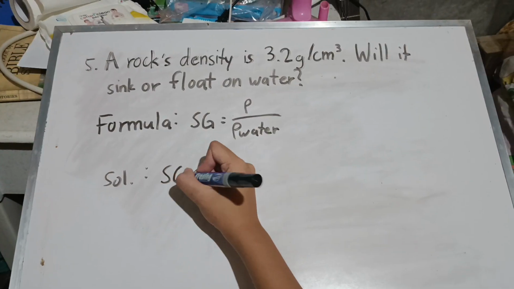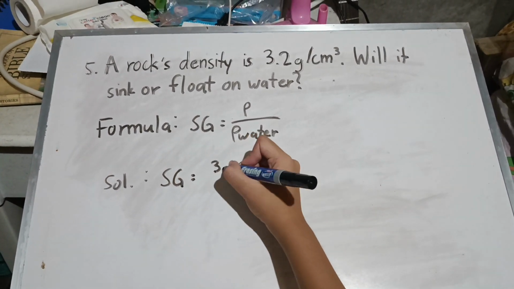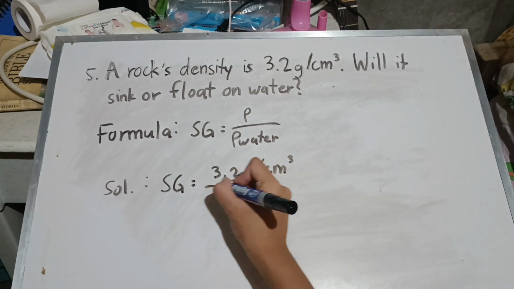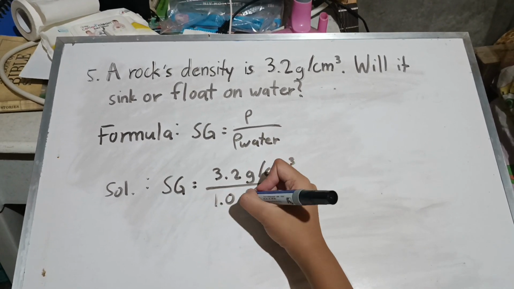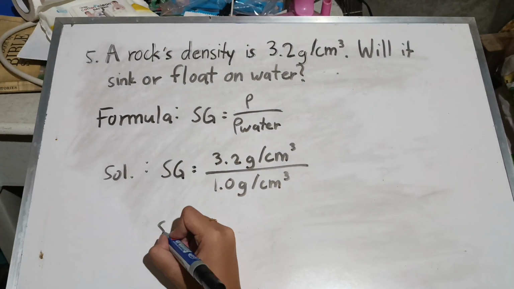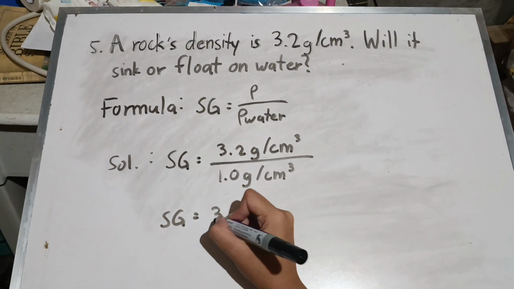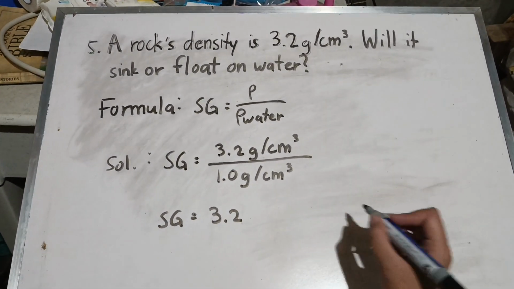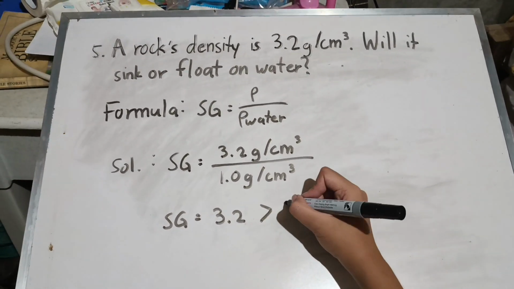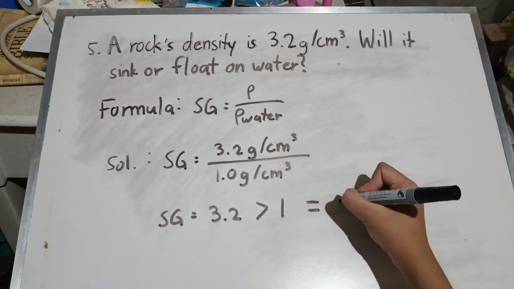Specific gravity is equal to our given density, which is 3.2 grams per cubic centimeter, divided by the density of water, which is 1.0 gram per cubic centimeter. So 3.2 divided by 1 is equal to 3.2. And since our specific gravity is greater than 1, it means the rock will sink.